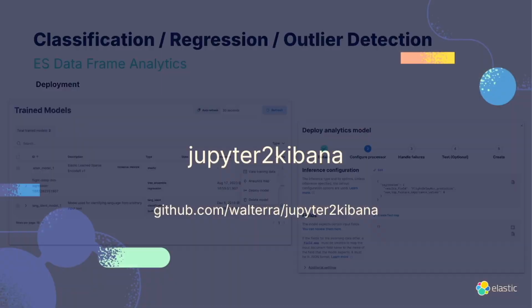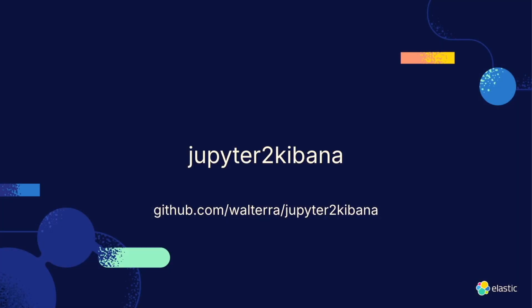Next thing I'd like to talk about is a little collection of utilities called Jupyter to Kibana. The idea is that if you're a data scientist and your natural habitat is more in Python, then it's a bit tricky to develop something for Kibana, like a JavaScript-based plugin or something like that.